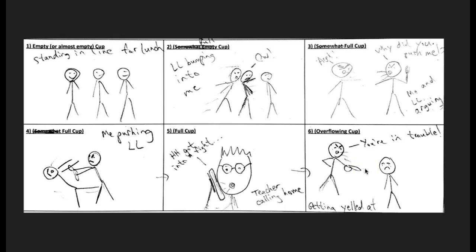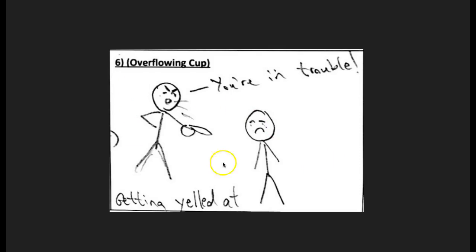So let's walk through an example. Here we're starting, you notice it's number 6, overflowing cup. So we're actually starting at the end. We're starting with this person, in this case we'll say me, with their overflowing cup. Here they're getting yelled at, being told they're in trouble. This is their parents, and this guy's getting yelled at. That's making his cup overflow, he's in a lot of trouble, and he's pretty upset about that.